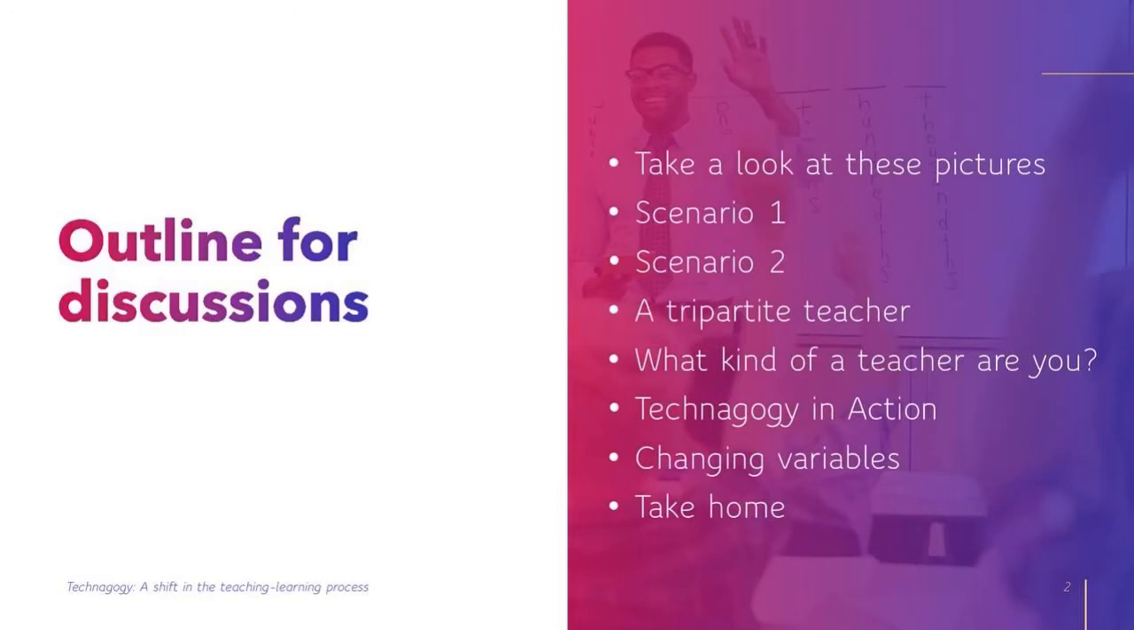So I'm going to be talking about a tripartite teacher. And at the same time, I'll also be talking about what kind of teacher you are. Then we look at technology in action. And of course, we're going to look at some changing variables that we need to pay attention to as teachers, especially in this 21st century. Then, of course, we're going to check home assignments. It's not really an assignment, but something that we can actually think about.